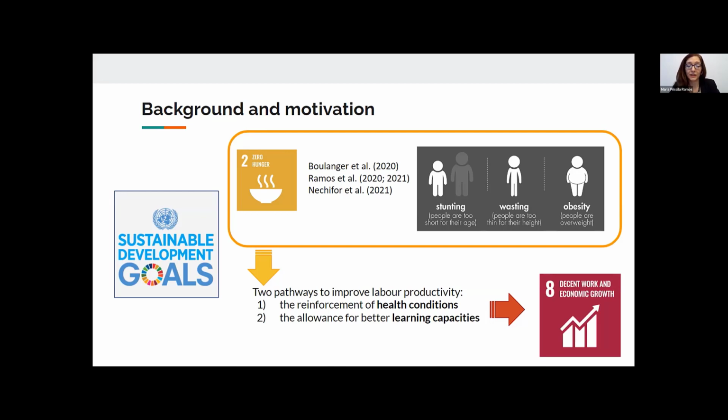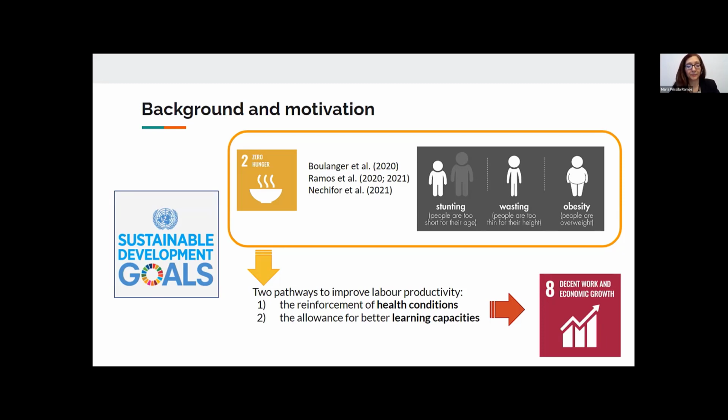Overweight and obesity are also risk factors of cardiovascular disease, diabetes, and other chronic diseases, so they also impact labor productivity. And in the case of micronutrient deficiencies, such as, for example, iron, they can also compromise neurological development and thus also labor productivity.